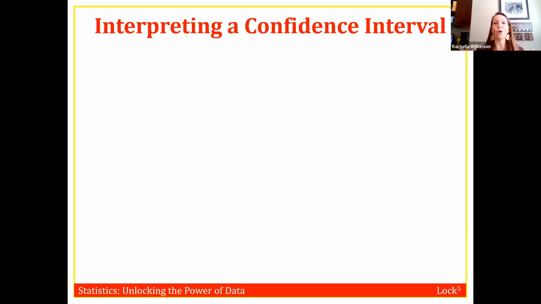It's not the only way to write an interpretation for a confidence interval, but for right now, if you use it until you really understand what things are right and what things are wrong, then it will help you so you don't write the wrong thing, especially on a test or something.